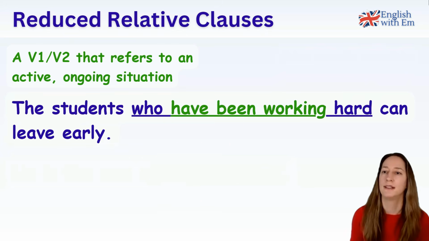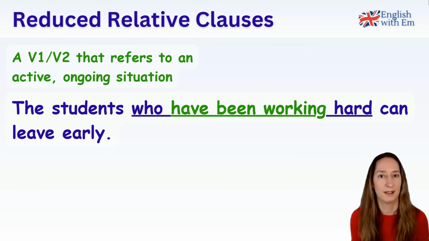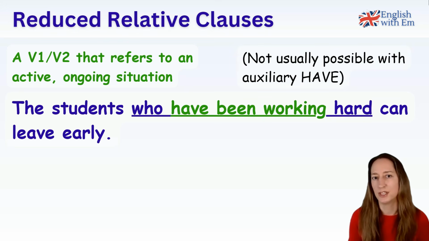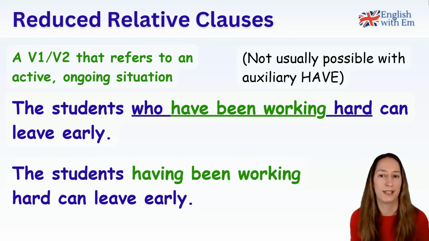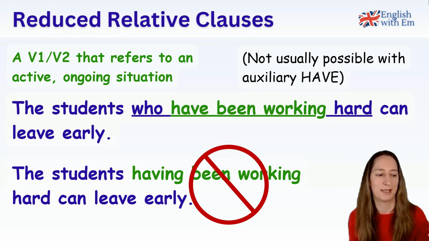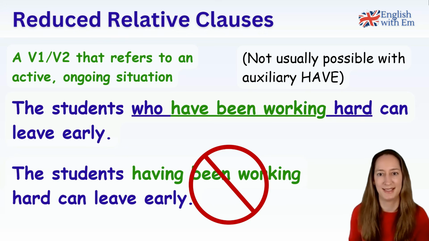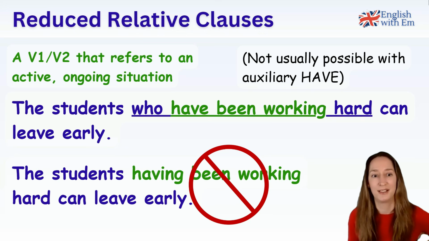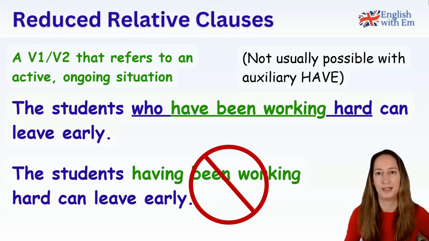Last one. The students who have been working hard can leave early. So again, if you remember, I said this is not usually possible with the auxiliary have. The students having been working hard can leave early. So this sounds unnatural and it doesn't really work. People get very confused with this and they mix it up with perfect participle clauses, but those are actually something different. We use them for a different purpose. At some point I'll do a video comparing the two because it is a very confusing topic.